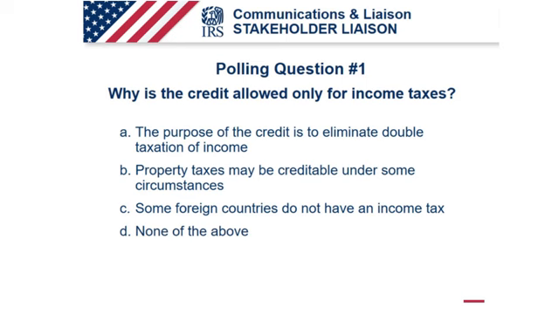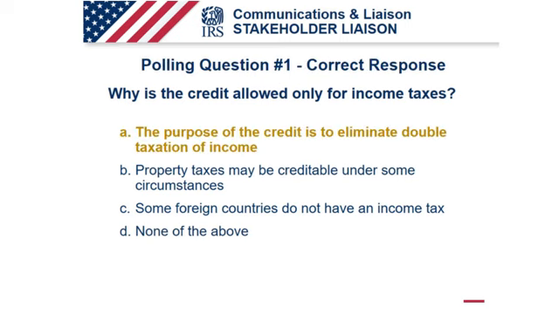Okay, we're going to stop the polling now, and we'll share the correct answer on the next slide. As you can see on your slide, the correct answer is A. The purpose of the credit is to eliminate double taxation of income.